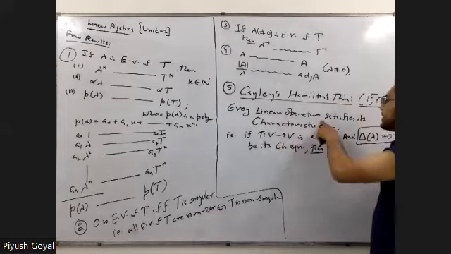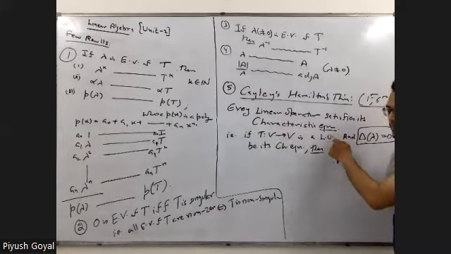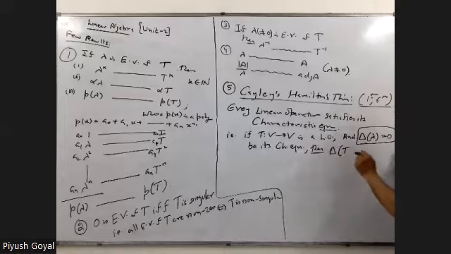Every linear operator satisfies its characteristic equation. This means then delta(T) will be equal to 0. Then delta(T) is equal to 0.